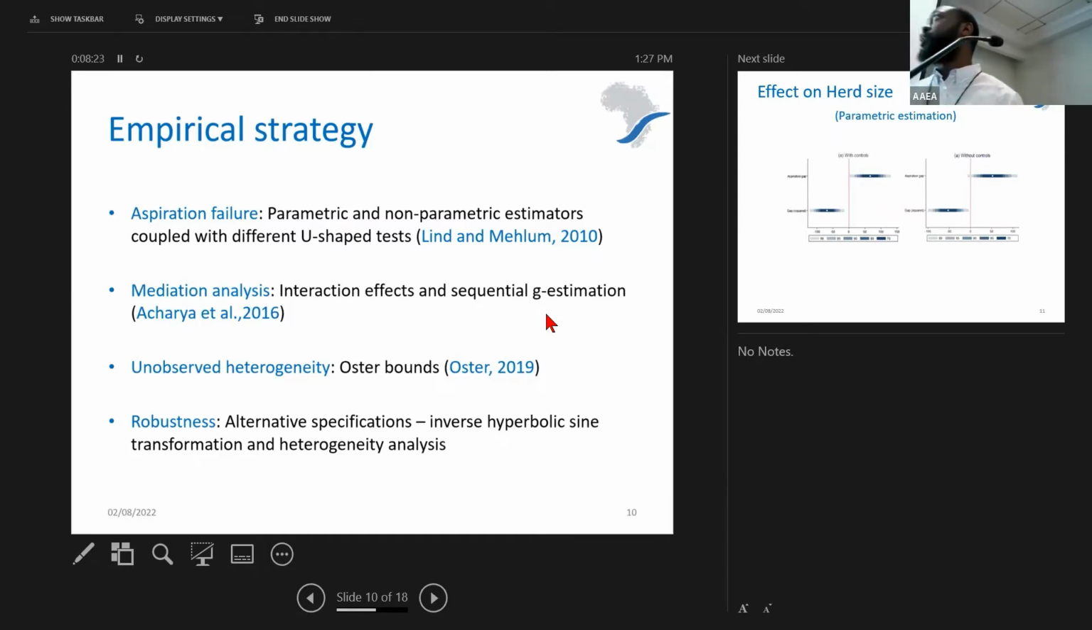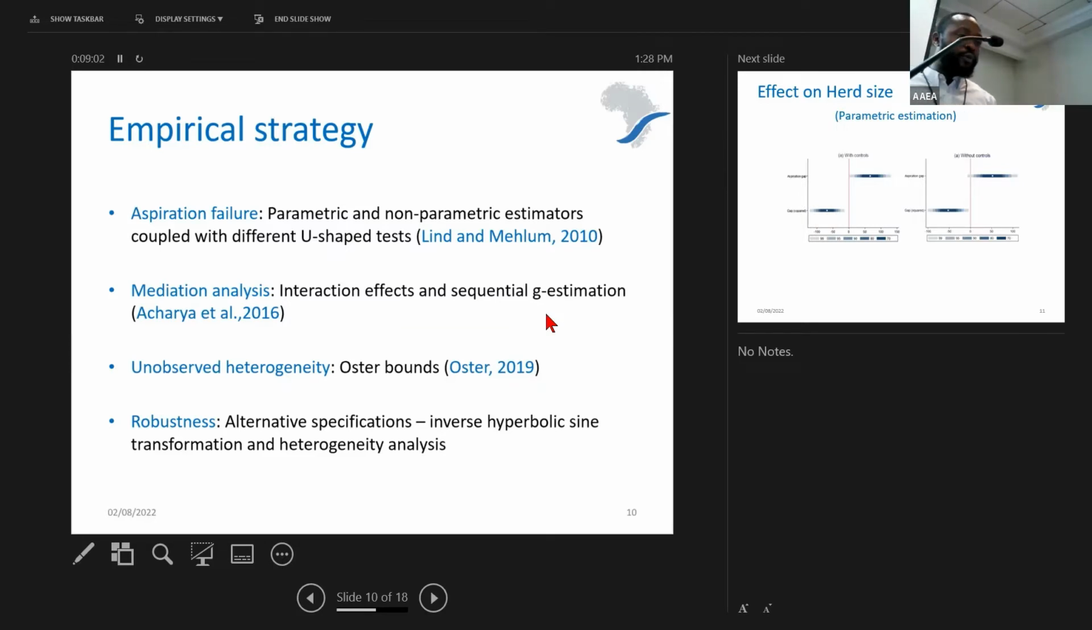And to make sure that we're very certain in what we're doing, we also did some U-shaped tests following the procedures of Lind and Mehlum. And we're also interested in mediation analysis. So what could explain the fact that households that have very high aspirations reduce their investments after a threshold? So we considered interaction effects. We also did this sequential G estimation. And to be sure that unobserved heterogeneity was not biasing our results, we estimated these Oster bounds, which generate bounds that tell us how omitted variable bias is able to wipe away our estimated effects.